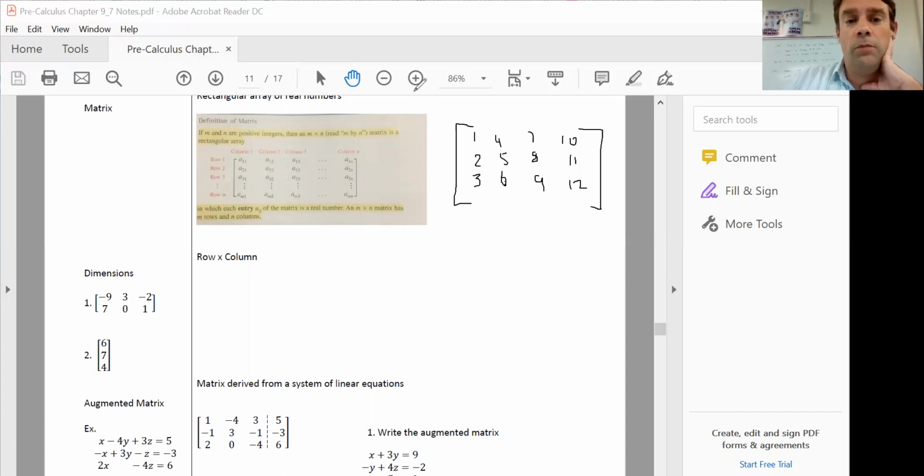We pretty much think of this like a big game of Battleship. The rows are anything that go across. So this would be our first row, our second row, and our third row. A lot of times we don't say row, we just say R1, row 1, row 2, and row 3. And then going down, these would be our columns: column 1, column 2, column 3, and column 4.